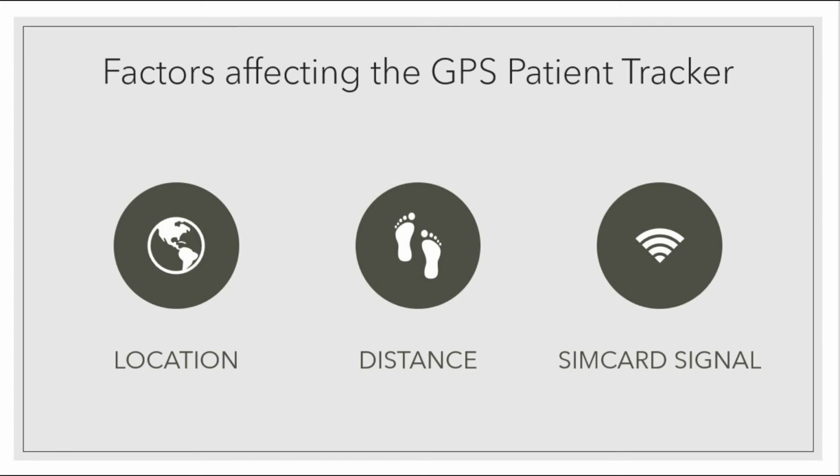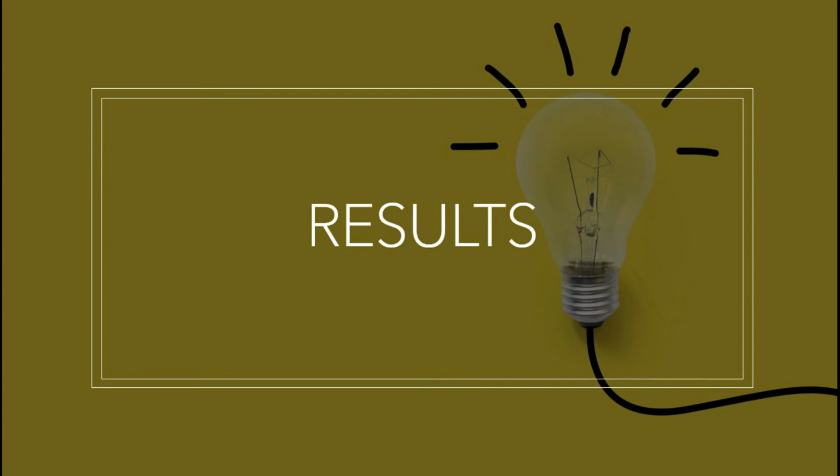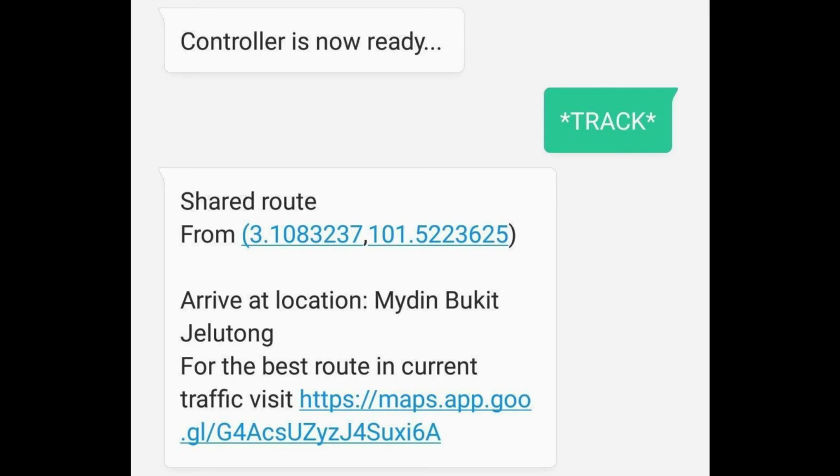Therefore, different signal received in different places affects the time taken for the text to be received on the caregiver's phone. Going on to the results, this is the first result. The first thing is it will send a notice which shows that the controller is now ready. That means the device is ready to use.